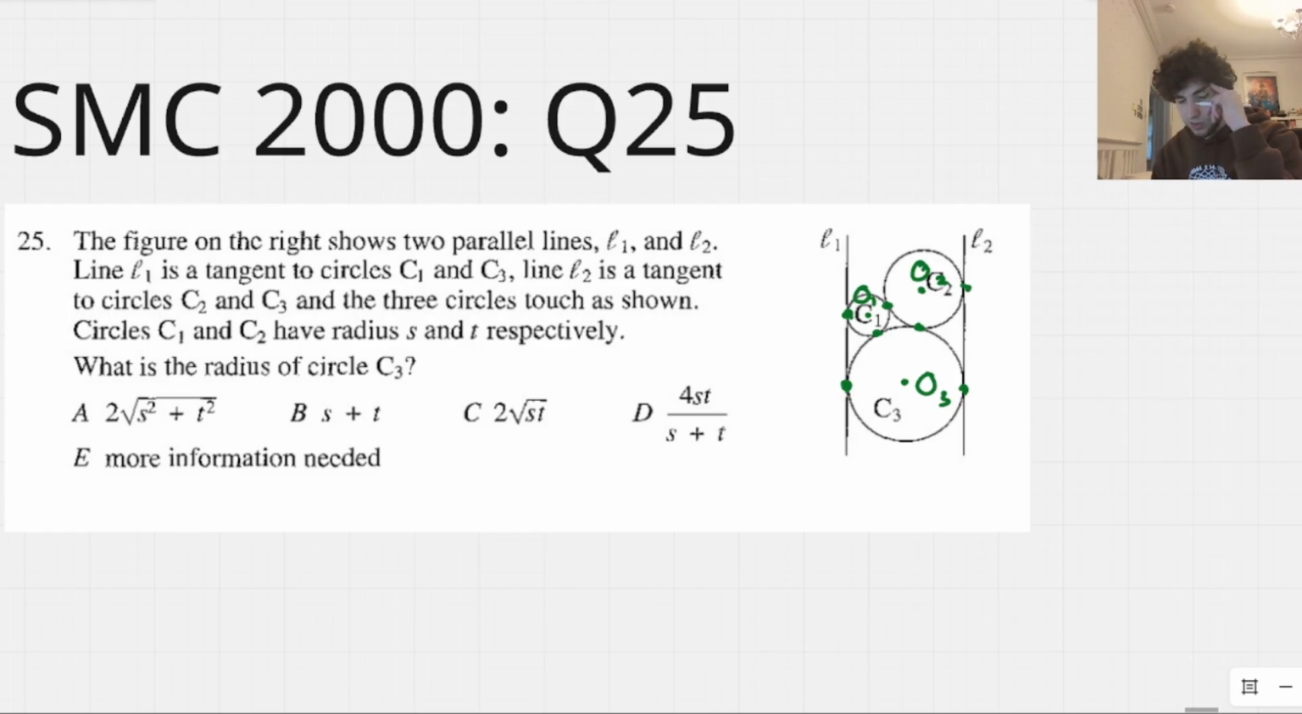Okay, so what's the radius of circle C3? There is actually a way to do this, which I realized after solving it, because I remembered that this is the way I did it with some other friends previously, which doesn't even involve a geometry bash.